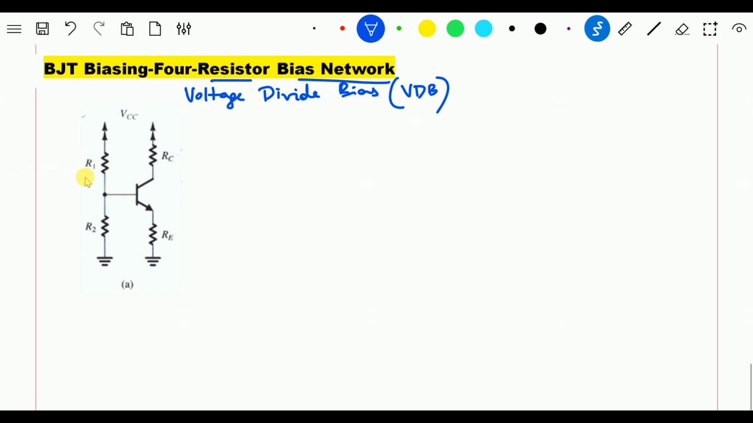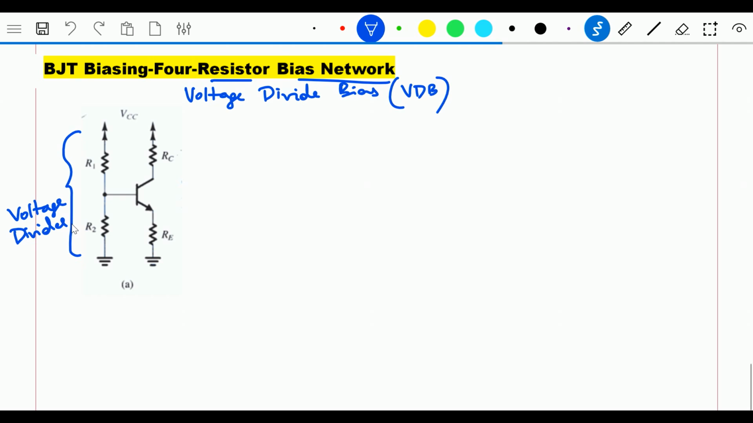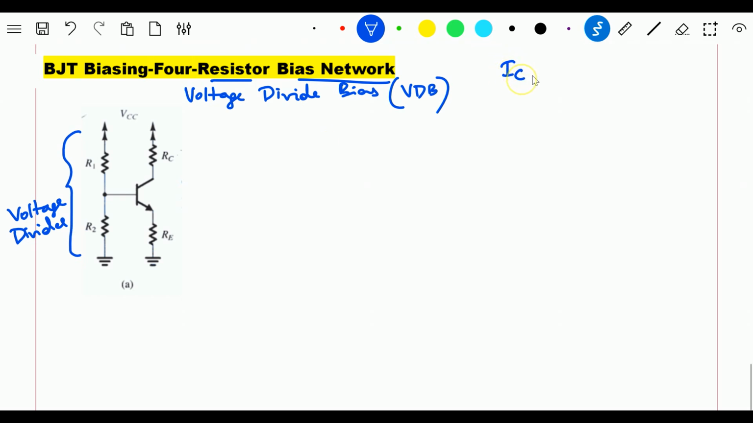Why? Because this R1 and R2 are connected to the base, and R1 and R2 behave as a voltage divider. This combination of R1 and R2 is considered to be a voltage divider. That is the reason it is called voltage divider bias. Now for this circuit, let us write a series of equations so that we can generate the Q point. And that Q point is completely dependent on two values, which I told you already, IC and VCE. So these two values are what we need to generate the equations for.